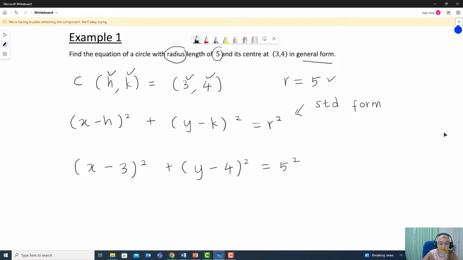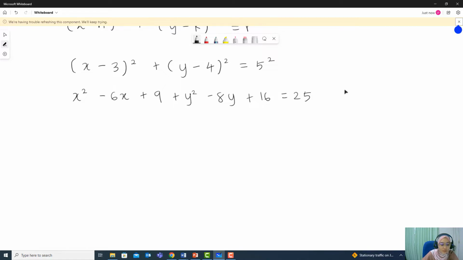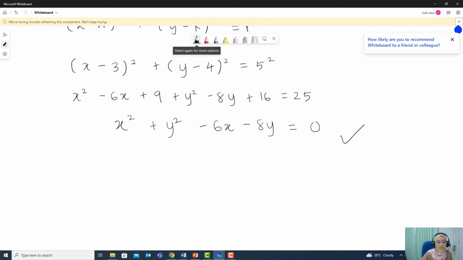Then expand this standard form. Expanding one by one, you will get x squared minus 6x plus 9 plus y squared minus 8y plus 16 equals 25. Next, simplify your equation to become x squared plus y squared minus 6x minus 8y equals 0. So the general form of the circle is x squared plus y squared minus 6x minus 8y equals 0.